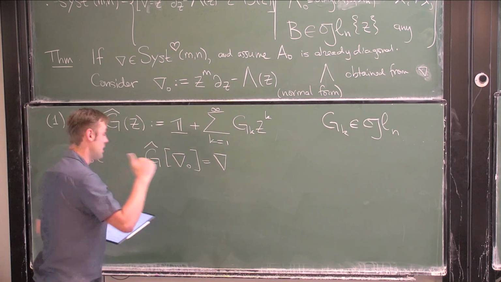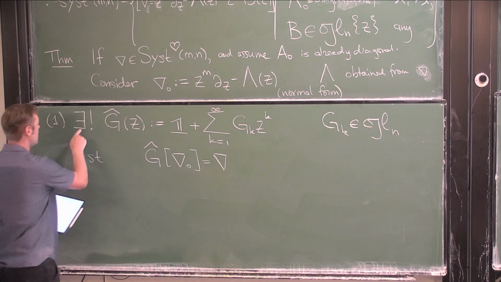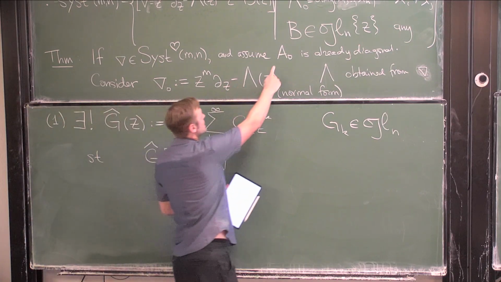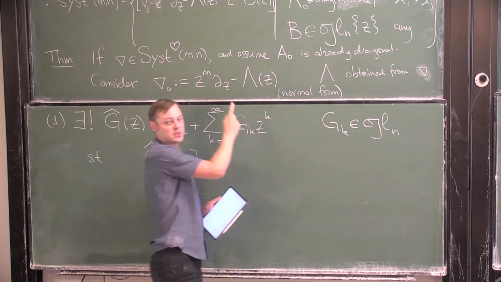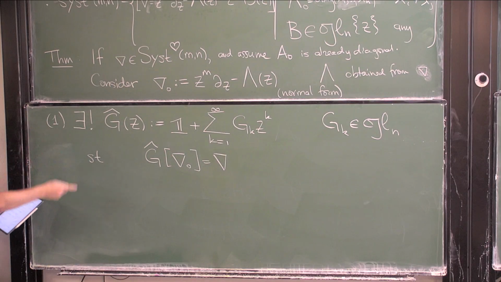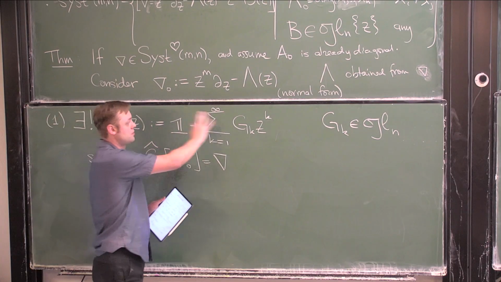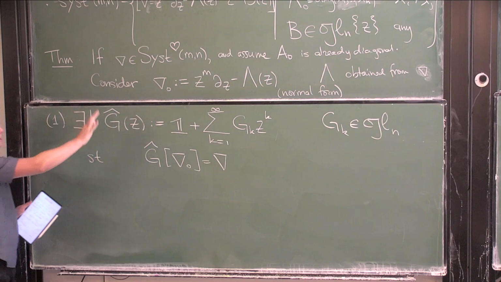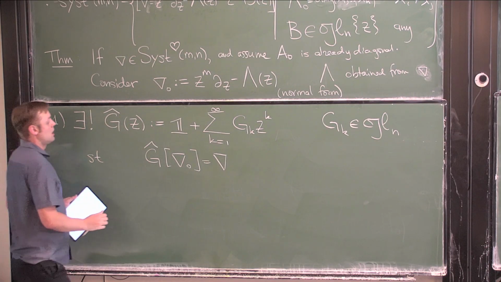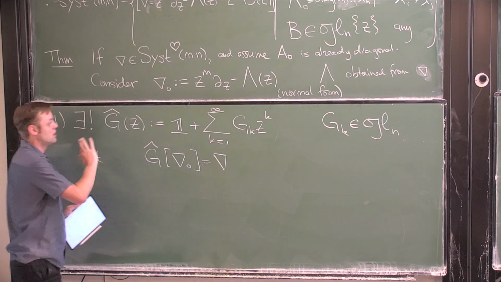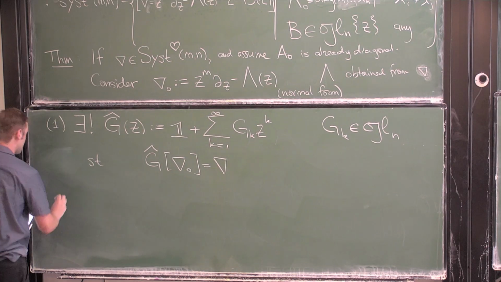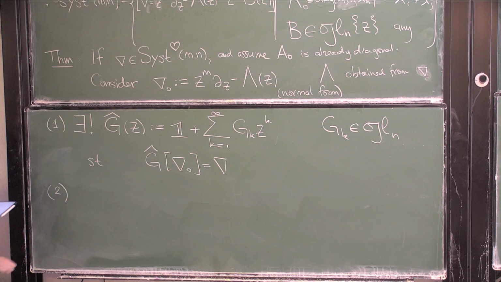So this is great stuff. We can always do this, and in fact, once I fix the diagonalization of A0, the matrix that does everything for me, it puts the system in this normal form, which exists and it's unique. So that's great. And here comes the huge downside.